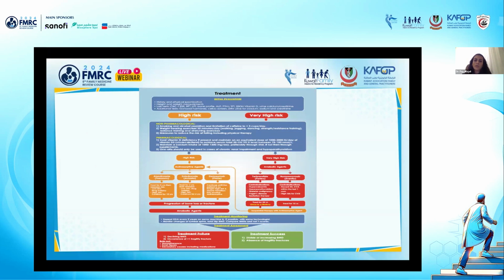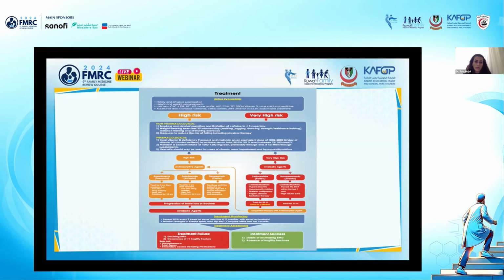It is very important to check the patient's parathyroid hormone level, especially in those patients who have had a thyroidectomy, because some might have a very occult low calcium, or the treatment might trigger hypocalcemia. So please, we need to check the parathyroid hormone level. For the high-risk and very high-risk patients, treatment is divided into non-pharmacological and pharmacological.